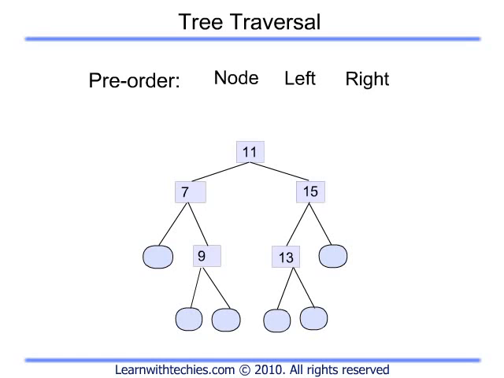Let's see the result of pre-order traversal on this tree. So, basically, in pre-order traversal, nodes are printed as soon as they are reached. Once printed, they are not printed again.